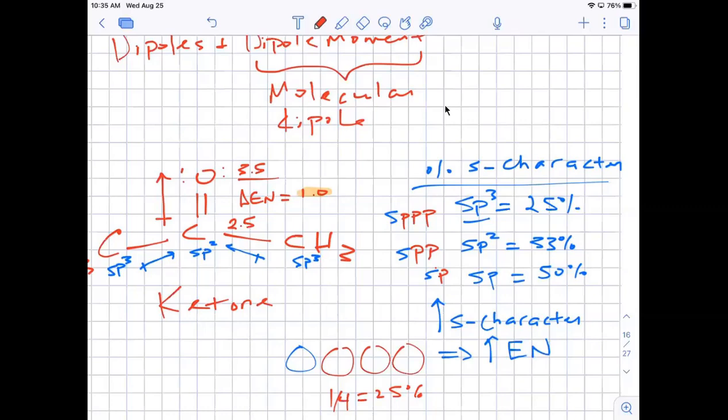Did that clarify it a little bit? Yes. Okay, great. I have a quick question. Okay, so I understand how the sp2 has a higher electronegativity because of S character. But the way the arrows are pointing, it's pointing towards the sp2 carbon that has the higher electronegativity. Yes.